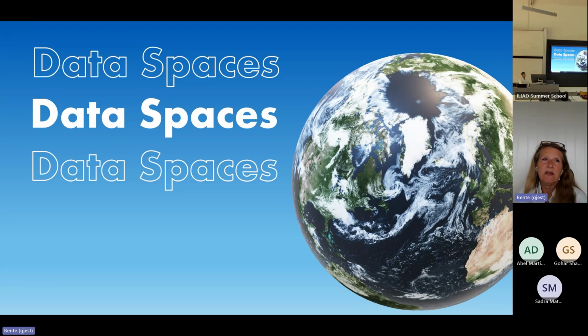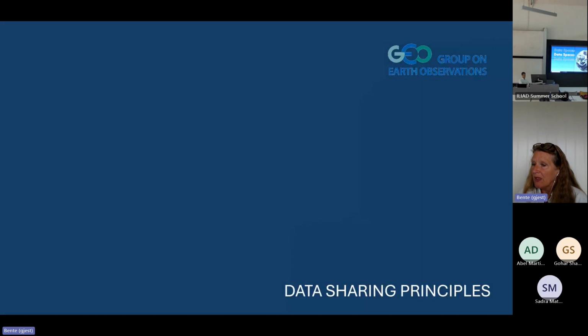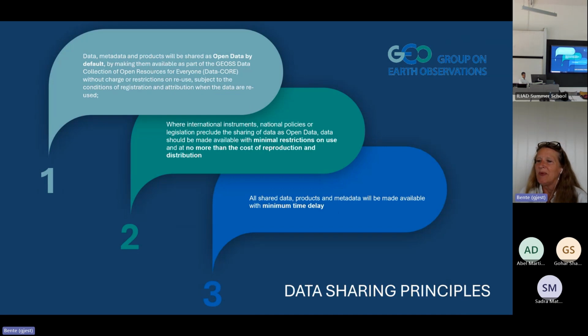I think there are around 16 different data spaces, including the Green Deal data space, and Iliad is one of the Green Deal projects. And there's a series of updates, the Data Act and the European Data Strategy, etc. They are all part of implementing those overall data sharing principles. And what are they? They are the three main data sharing principles, and the first is that data, metadata, and products will be shared as open data by default.